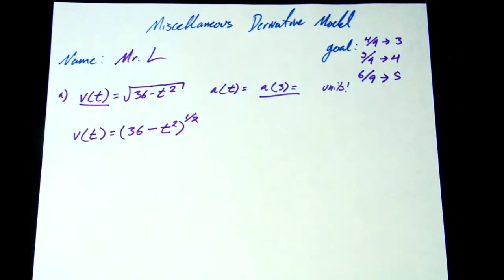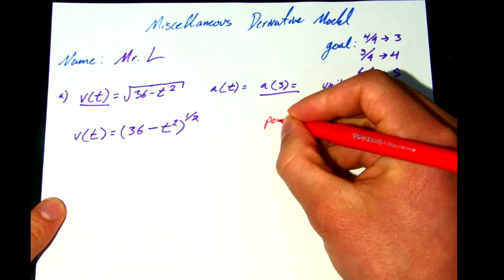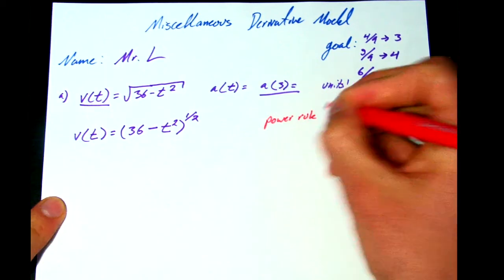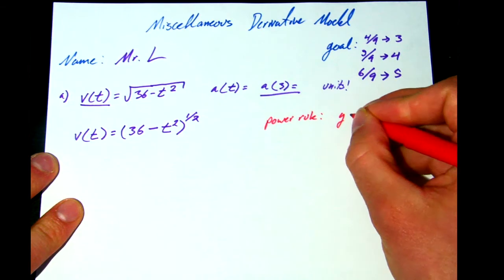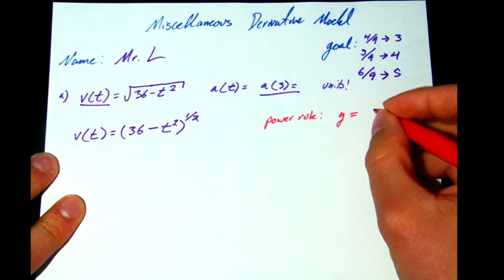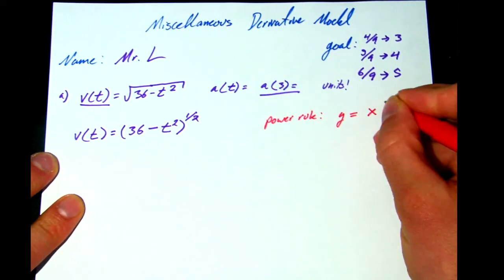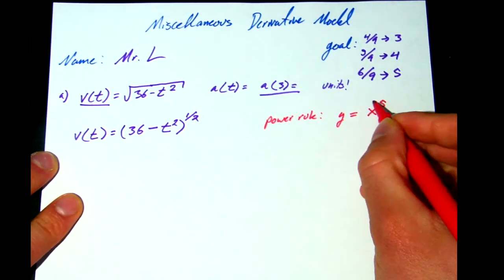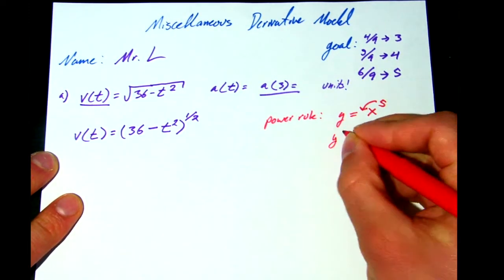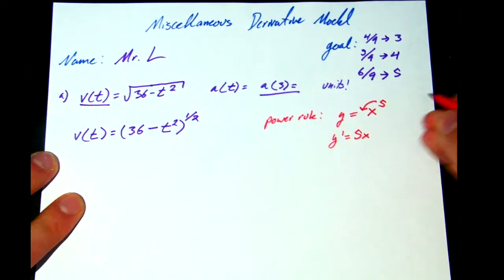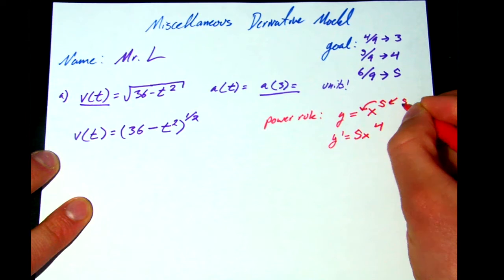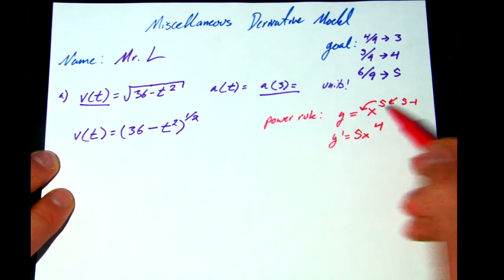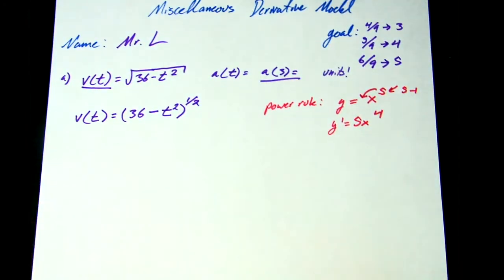Now, in order to do this, I'm going to do the power rule. As a power rule example, let's say I had y equals x to the 5th. What I would do is I would bring down the exponent, so y prime would be 5x to the power of 4. And I'm getting that by doing 5 minus 1. So you bring down the exponent, subtract 1 from the current exponent.